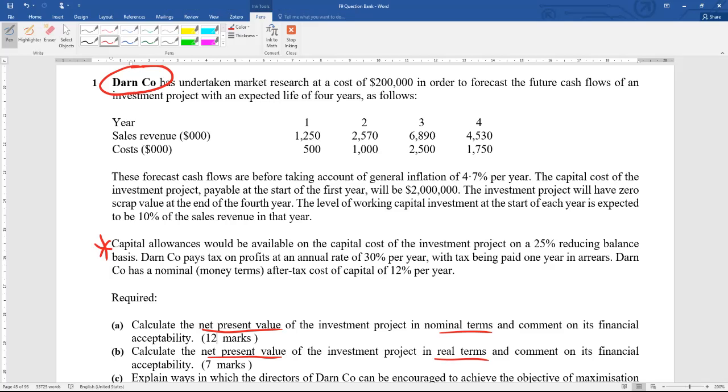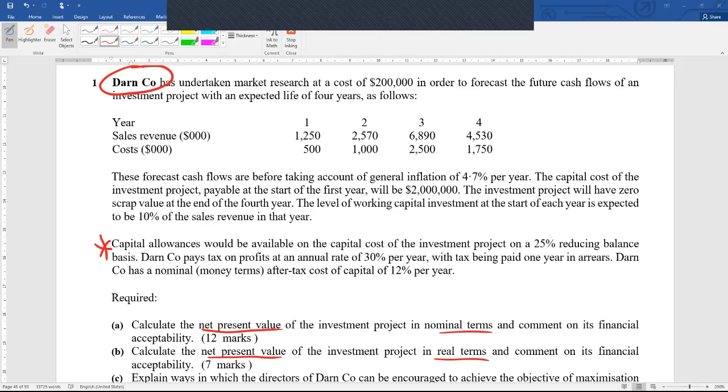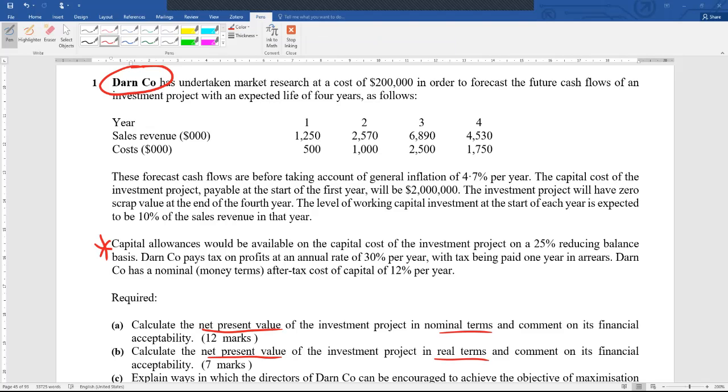So in case the examiner was silent regarding the capital allowances, then of course you could have ignored it altogether. But this time the examiner is very explicit. You're told that the capital allowances are available, and based on the capital allowances, we have tax savings.